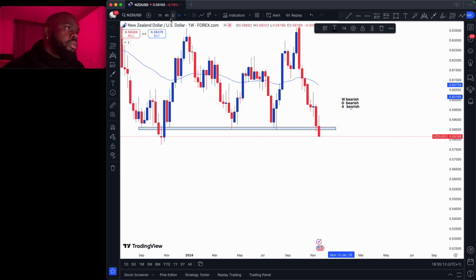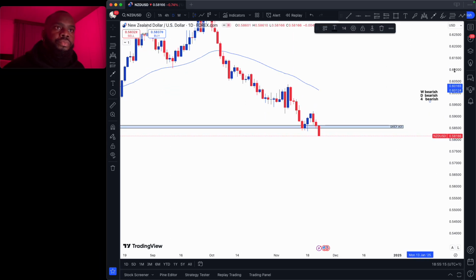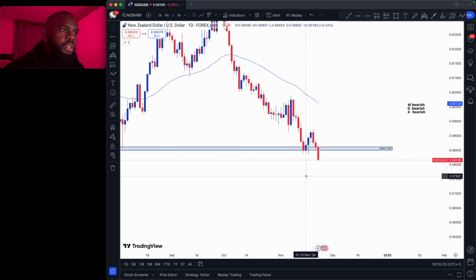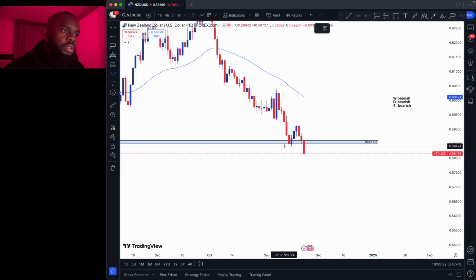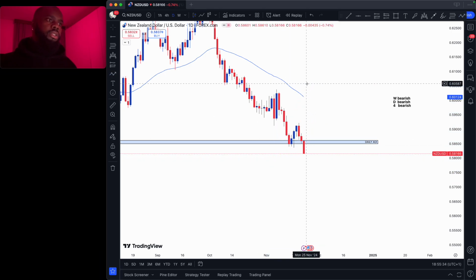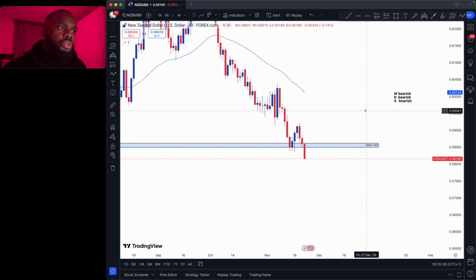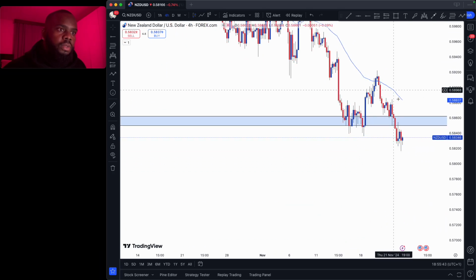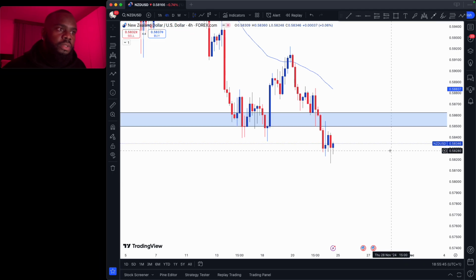Then we go to the daily. As you can see, the daily is also bearish because this was the last low and the price pulled up to these lows, then broke below. So the daily is also pointing bearish, which is signaling a strong sell. Then we move to the 4-hour time frame to see what we can possibly run into.